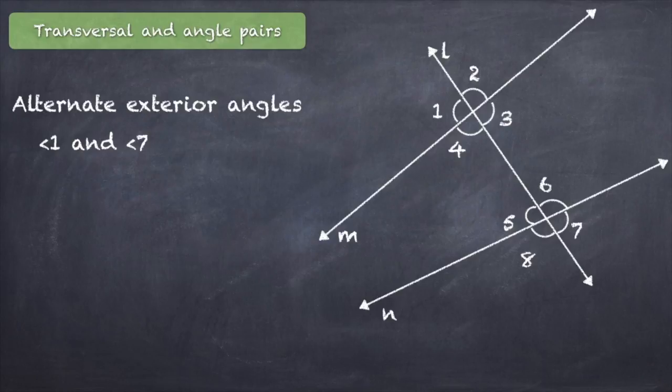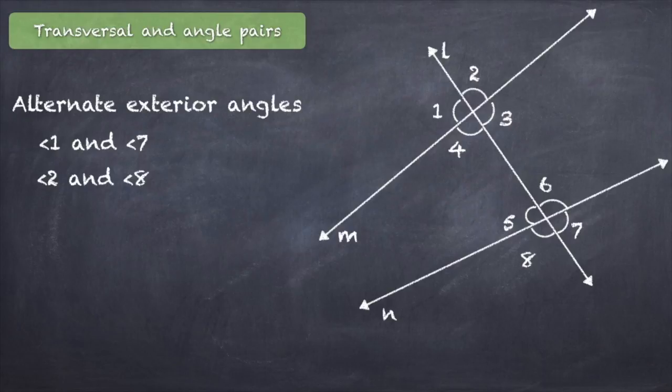So I can look at alternate exterior angles. If I look at angle 1, the alternate exterior angle is going to be angle 7, because angle 1 is on the left side of the transversal, so I am looking at an angle which is on the right side. Similarly, for angle 2 it is going to be angle 8. Angle 2 is on the right side of the transversal, angle 8 is on the left side of the transversal, and both of them are on the exterior, so they are alternate exterior angles.